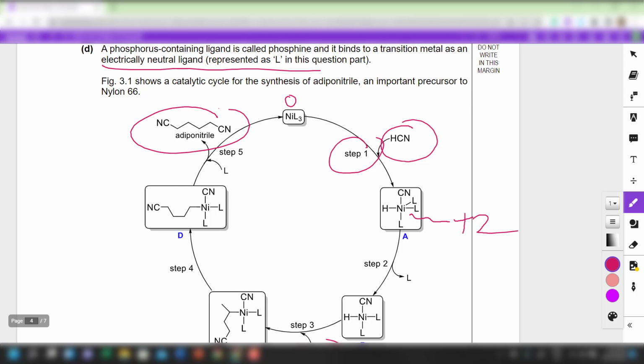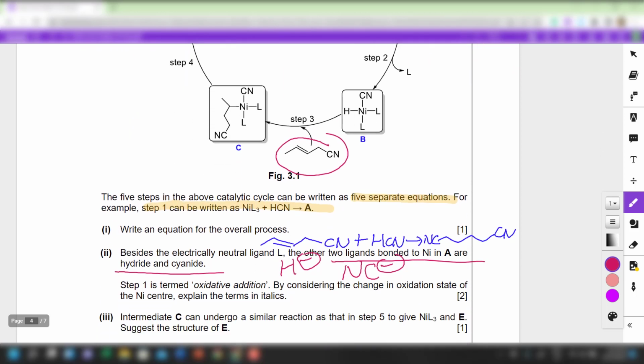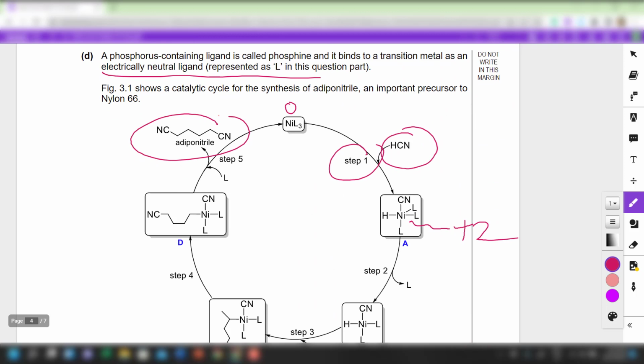And then if you look at the original question, we also wanted to ask you why step 5 is known as reductive elimination. Again, the opposite of oxidative addition is reductive elimination. You can do that quite easily because the nickel center here is +2, and the nickel in the catalyst is 0. So it's called reductive elimination because nickel is being reduced from +2 to 0. And what is being eliminated? Adiponitrile. So that's why it's called reductive elimination.